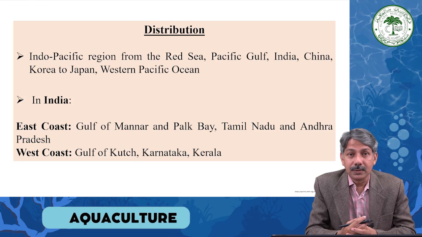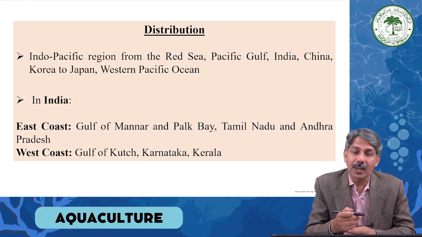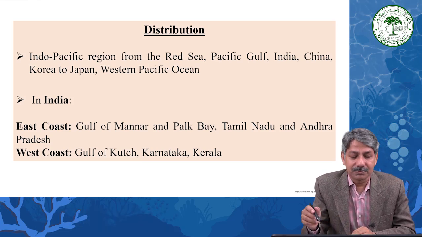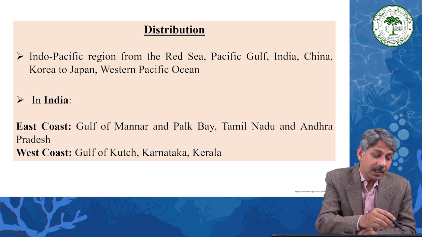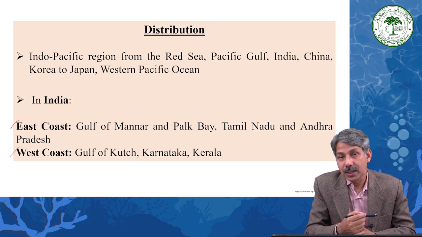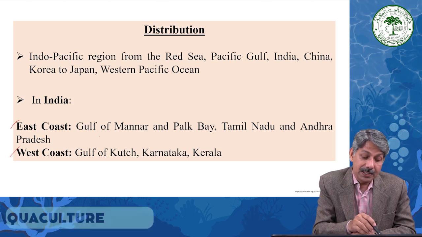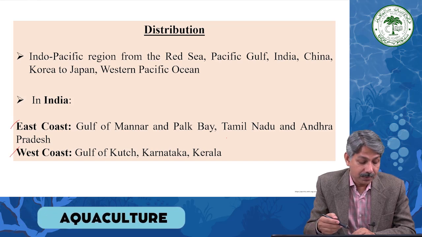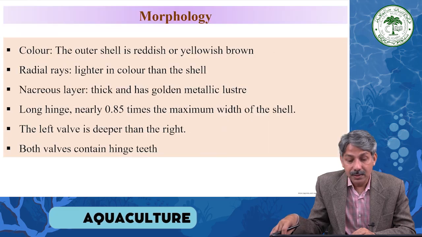Pinctada fucata, or the pearl oyster, is widely distributed in the Indo-Pacific region, from the Red Sea, Persian Gulf, India, China, Korea, Japan, and the Western Pacific Ocean. In India, it can be found on both the east and west coasts. On the east coast it is distributed in the Gulf of Mannar and Palk Bay, Tamil Nadu and Andhra Pradesh, and on the west coast in the Gulf of Kutch, Karnataka, and Kerala.